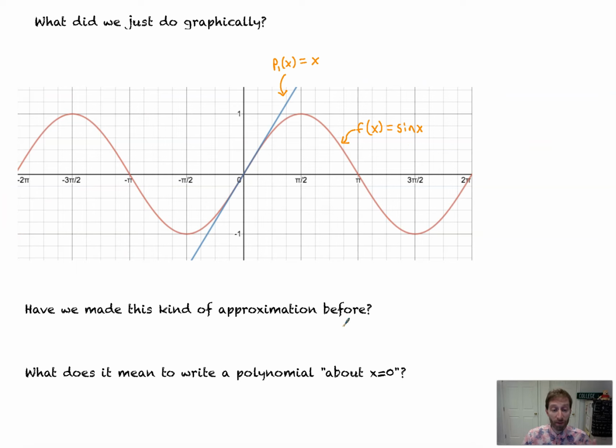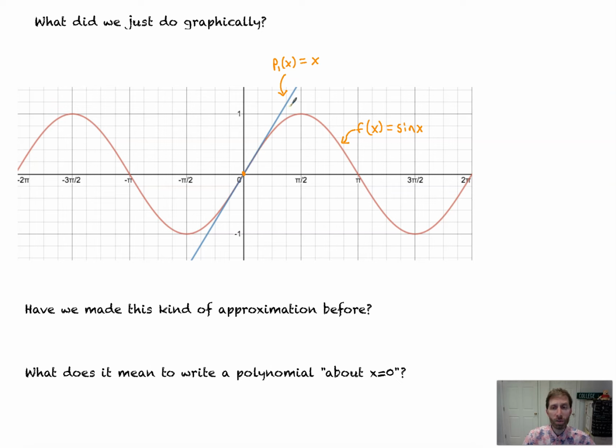So I asked the question, have we made this kind of approximation before? Yes. That's a tangent line. You'll notice we're centered about x equals 0. This is what I mean by centered about, or a Taylor polynomial or Maclaurin series about a value. That's like your point of tangency, literally. It's where all the derivatives are going to be equivalent. In this case, it's just the slope of the line is equal to the slope of the curve at that point, and the y value of the curve and the y value of our approximation line is equal.